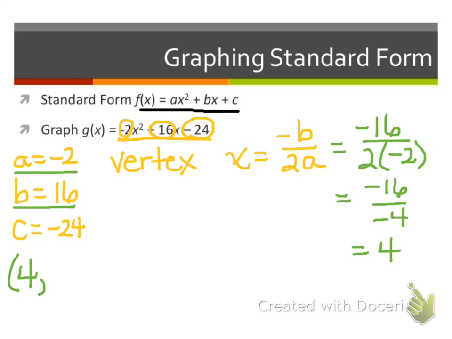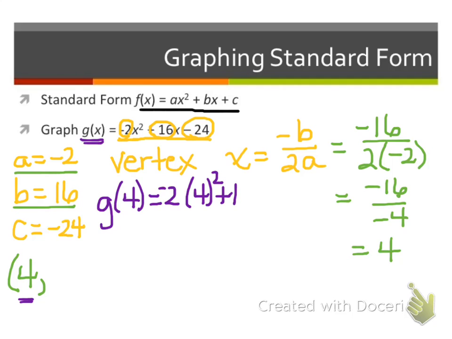Now I need to find the y-coordinate that goes with that. And so for the y-coordinate, I need to go back to the actual function and find out what g of 4 is going to equal. So I'm using the 4 that I got for x, and I'm substituting it back into my g function here that I'm trying to graph. So that means taking negative 2 times 4 squared plus 16 times the 4 minus a 24.